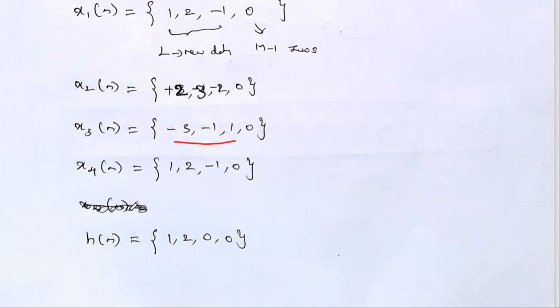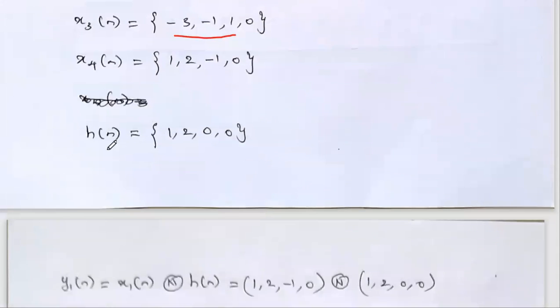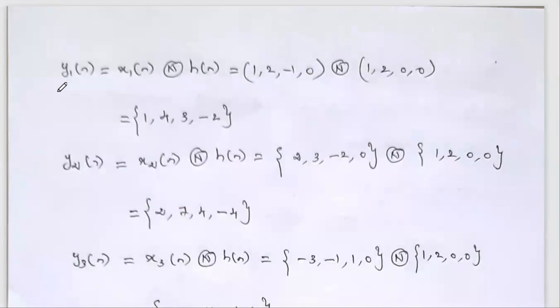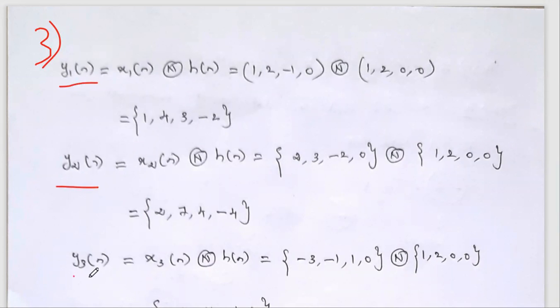Why we take x5 in the overlap save method, I will tell. After constructing x1, x2, x3, x4, we have to append zeros to the h of n sequence in order to make the lengths the same. With the same procedure, in h of n we have to append 2 zeros. Then step number 3: we have to obtain the outputs y1, y2, y3 and y4.